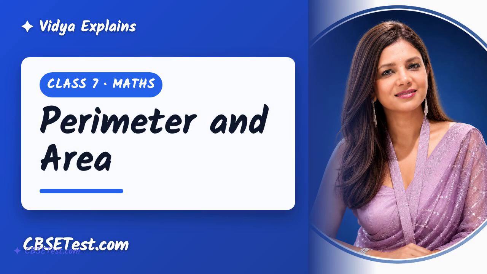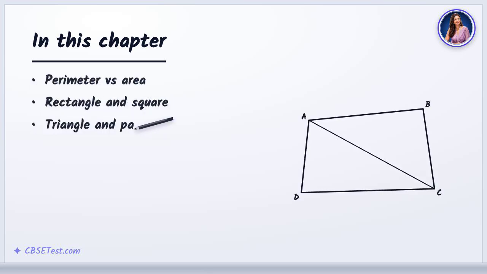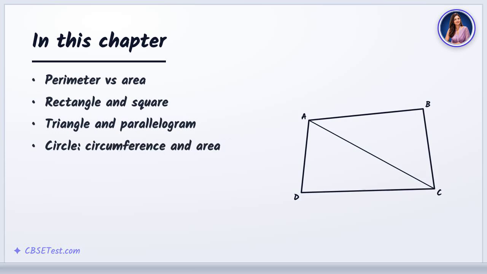Let's learn perimeter and area together, step by step. Perimeter is the distance around a shape. Area is the surface it covers. We'll find both for the common shapes, including the circle.